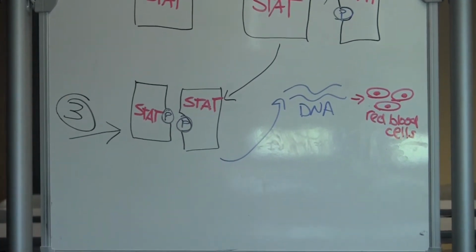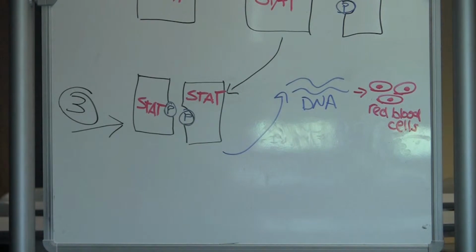Step 3. The STAT structure transcribes DNA in order to signal the enhanced production of red blood cells.